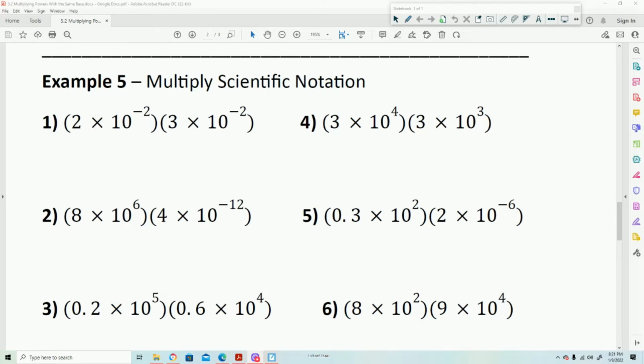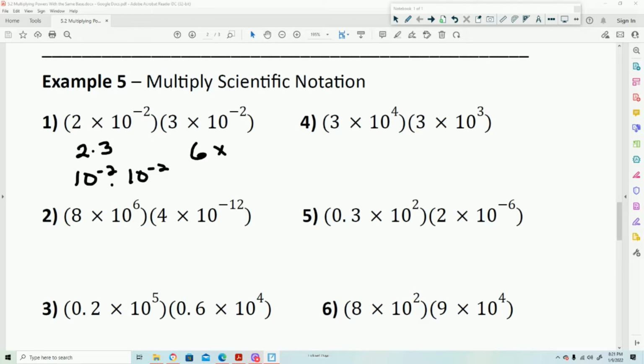Okay, so what we have is a number in scientific notation multiplied by another number in scientific notation. So again, kind of like the coefficients and the variables, you do this the same way. You put like things together. So we're going to take the 2 and the 3 and multiply them. Then we're going to take the 10 to the -2 and 10 to the -2 and multiply those. And we're going to write our final answer in scientific notation. So 2 times 3 is 6. I write that. -2 and -2 is -4.